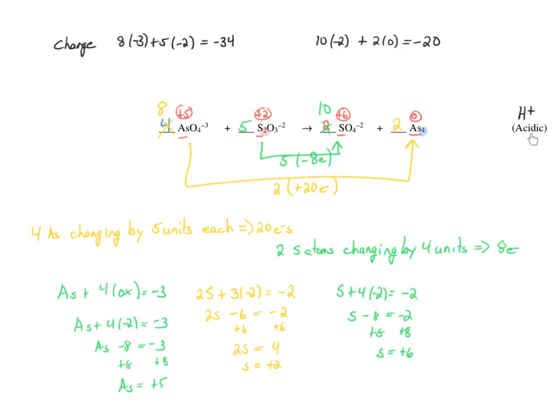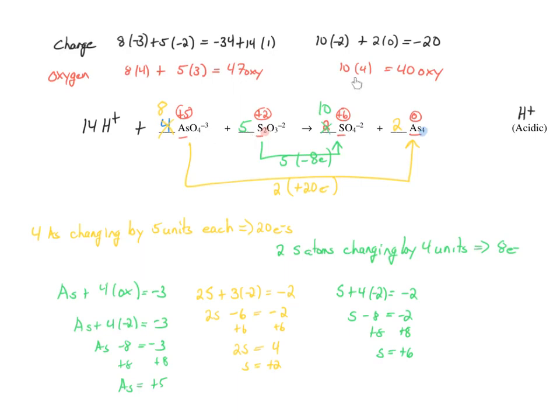We look at our conditions, we see it's acidic. In acidic solution, we add H plus to balance the charge. So to balance the charge, we're going to need 14 positive charges. So that means 14 H pluses needed to be added to the reactant side. Looking at the oxygens, we have 8 times 4 plus 5 times 3, so we have 32 plus 15, 47 oxygens on the reactant side.